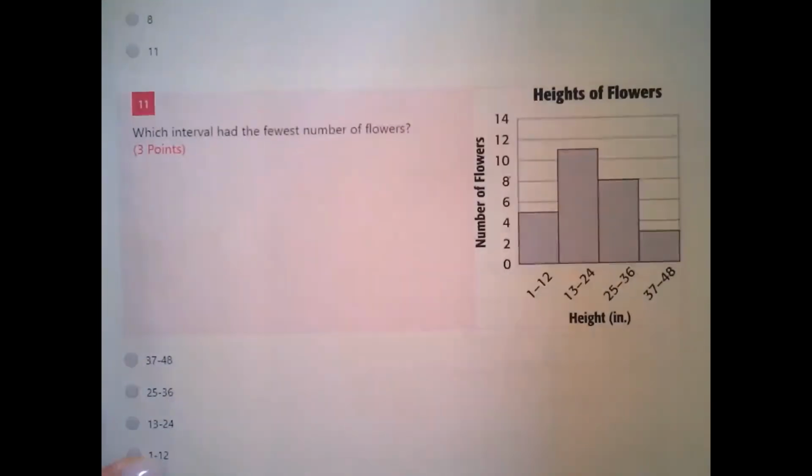Which interval had the fewest number of flowers? Well, you don't even have to have those numbers to see it. This is the smallest bar, so the 37 to 48 interval is the smallest group that we've got.